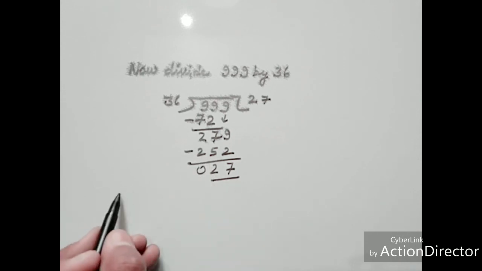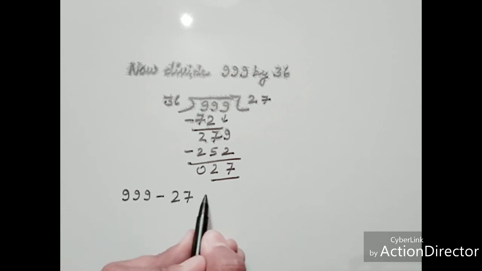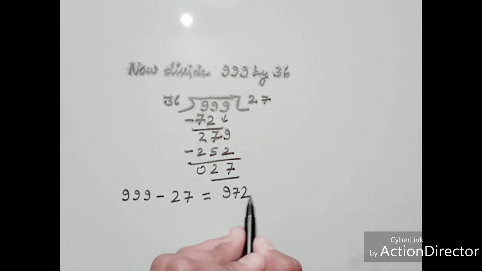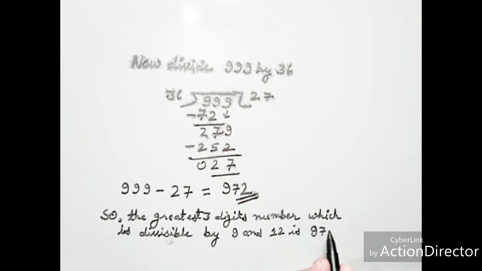So now we subtract 999 minus 27. So we get 972. So the greatest 3 digit number which is divisible by 9 and 12 is 972.